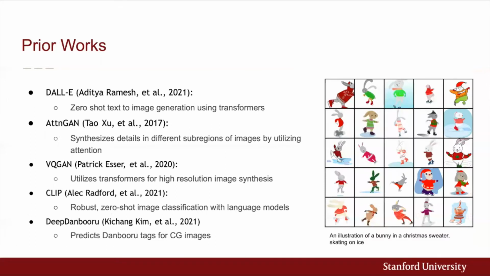Some prior works include DALL-E, which is zero-shot text-to-image generation using transformers conditioned on complete sentences, as you can see on the right-hand side. There's also AttentionGAN, which utilizes attention to synthesize details in different subregions of an image. There is VQGAN, which utilizes transformers for higher resolution image synthesis. And there's CLIP, which does image classification using language models. And there is Deep Danbooru, which predicts multiple tags for CG images.